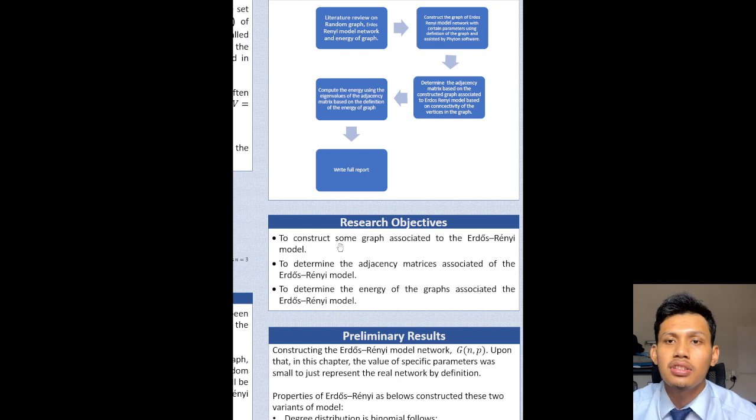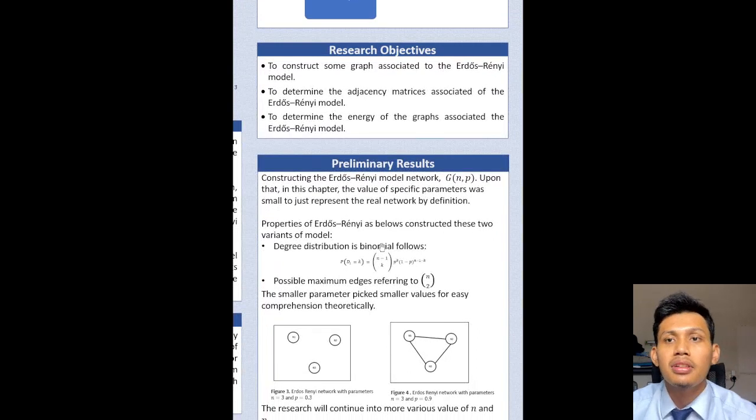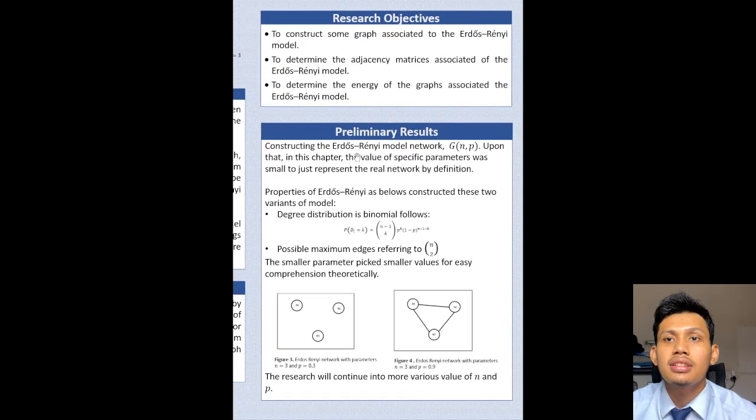The first one is to construct some graphs, to determine the adjacency matrices, and to determine the energy of the graph. The next one is the preliminary result. Constructing the Erdös-Rényi model network G(n,p).